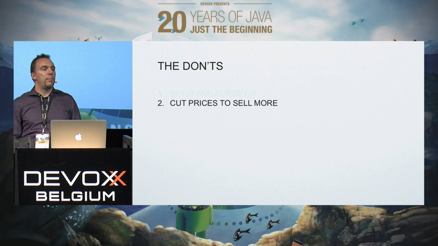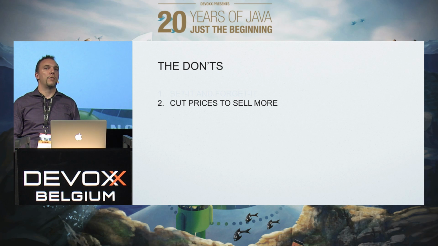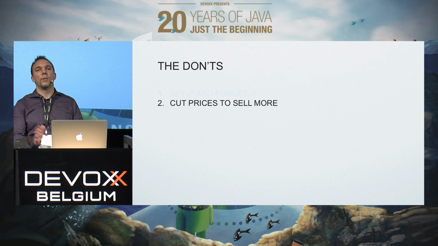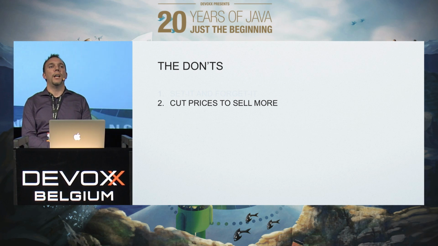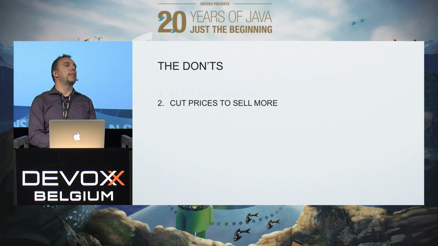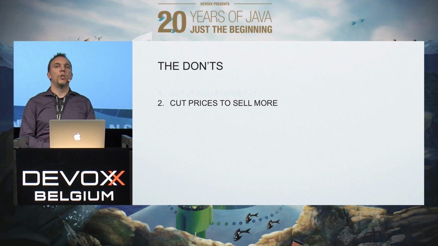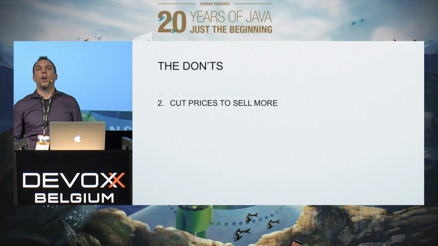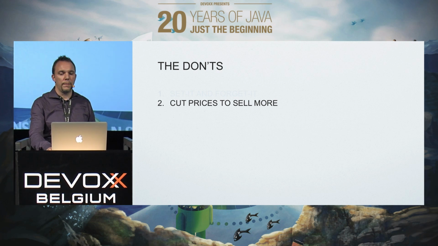Never ever cut prices to sell more. The startup graveyard is full of startups who said, okay, we'll do half the price and then we'll start selling more. Like I said, there is no such thing as a pricing objection. There are only value objections. So if you're building something nobody wants, making the price half will not make people want it all of a sudden.